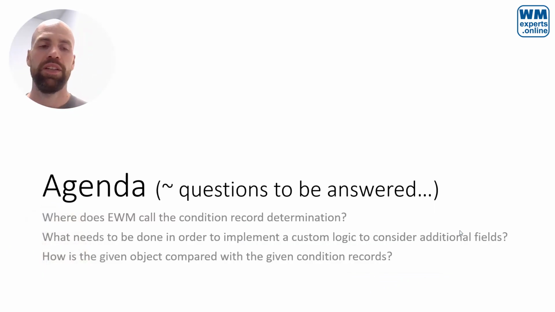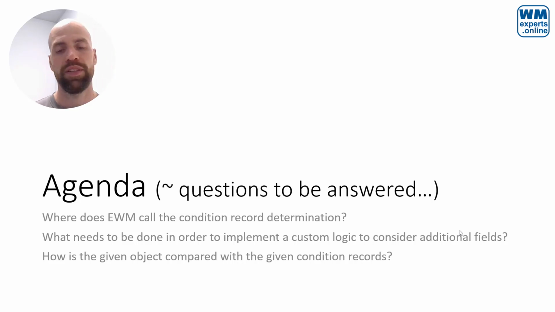So as a rough agenda, as a rough summary of the questions that I will be answering, we will start with the question where EWM actually calls a condition record determination, from a technical perspective, with a focus on the post-processing framework. The second thing where I would like to go into detail is the question how you can include new fields into the condition tables, use those in condition records, and evaluate the content as part of the schedule or start condition.